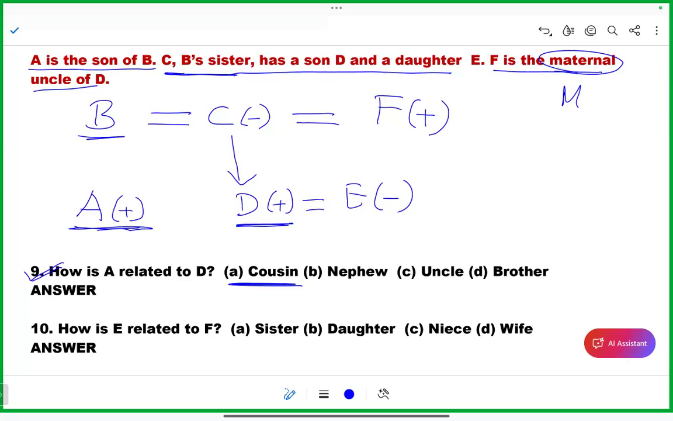Number 9. How is A related to D? First cousin. Yes. Second question. How is E related to F?